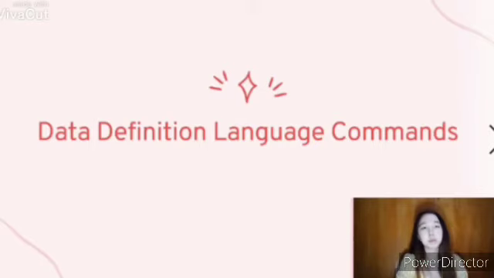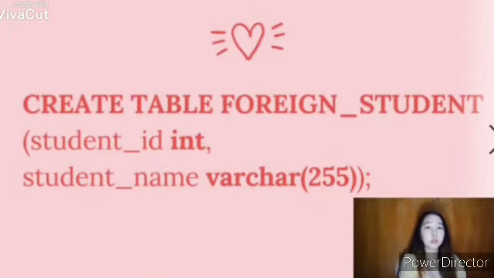We use two types of SQL commands, the DDL and the DML commands. First is data definition language commands. This DDL can change the structure of the table, like creating, altering, and so on. So here are some examples of DDL commands. First is to create a new table. So we can use this.